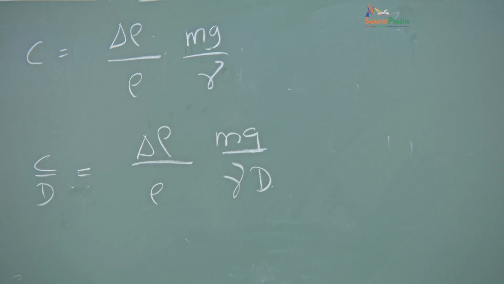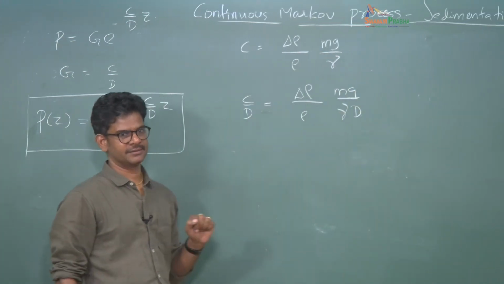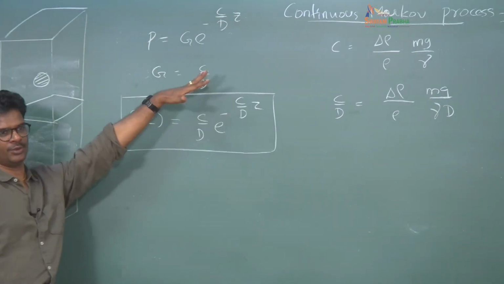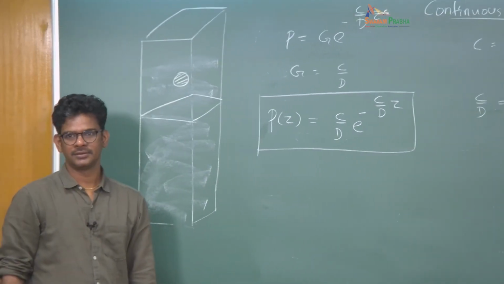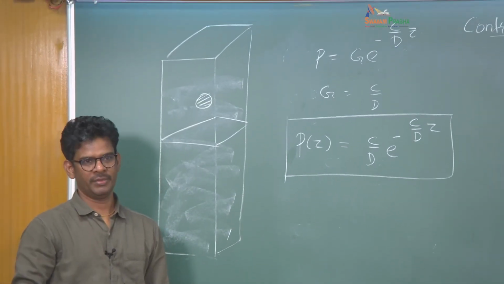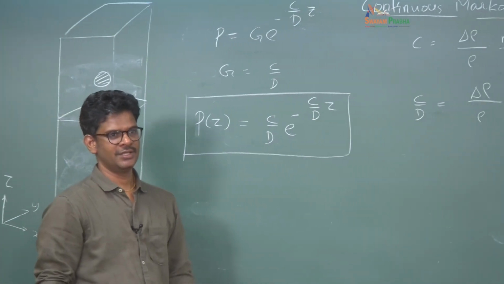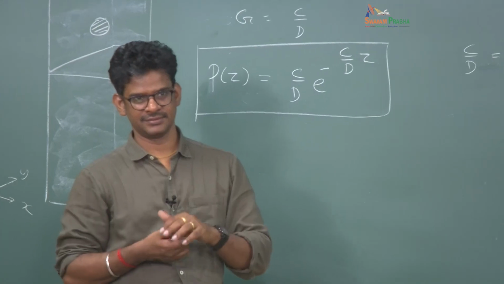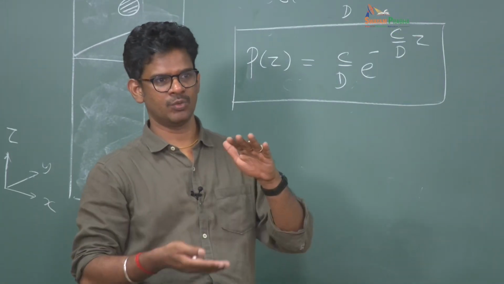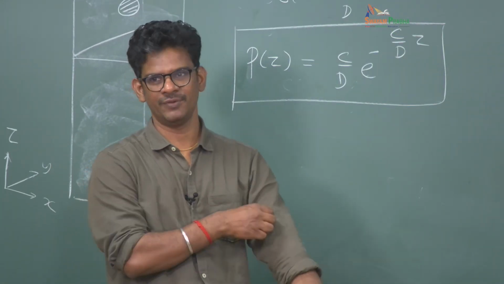So let's say, what's the unit of this quantity C by D? What would you expect? What should be the units of C by D? One by length, inverse. So that kind of sets a length scale, which we call the sedimentation length. That's a length over which concentration profiles are going to be varying.